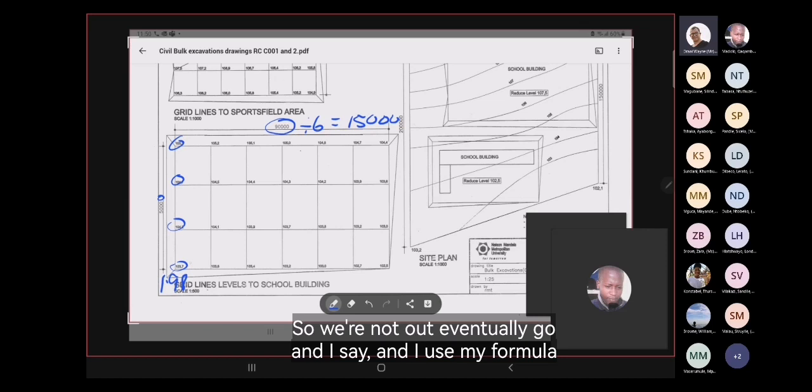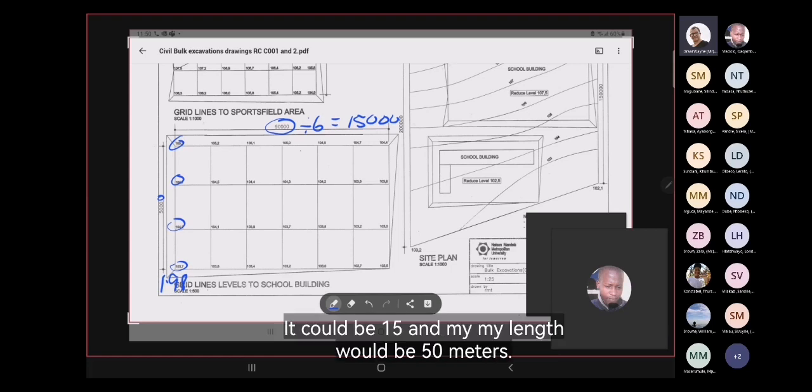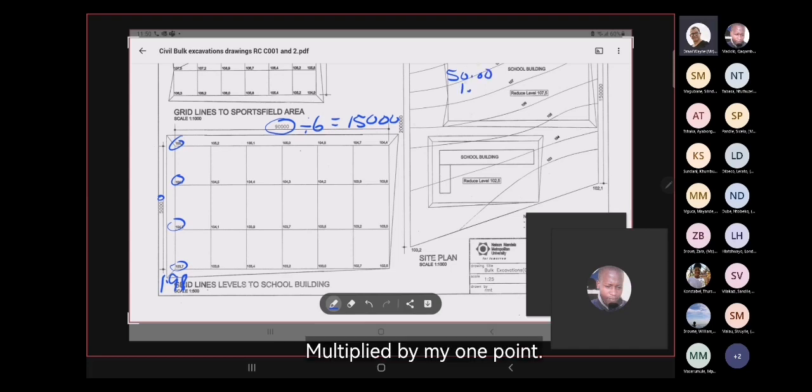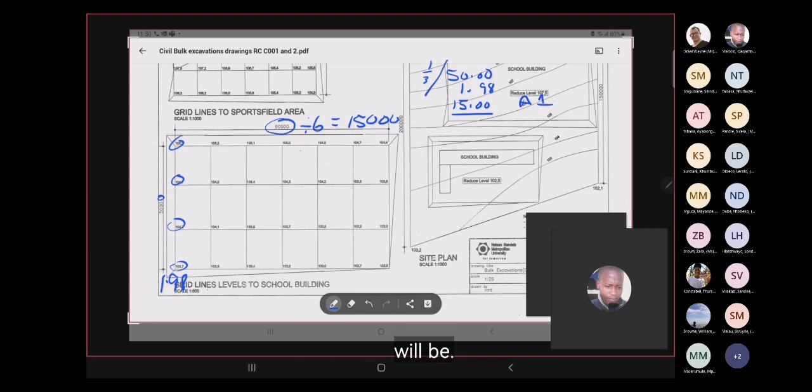So when I now eventually use my formula of D over 3, which will be 15, and my length would be 50 meters, multiplied by my 1.98, multiplied by 15, which is my D, and that multiplied by a third. And that will be for A1. My first one. That will be 1, 2, 3, 4, 5, 6, 7.